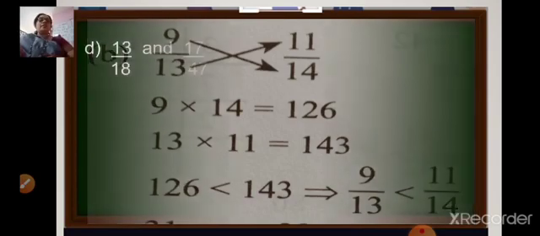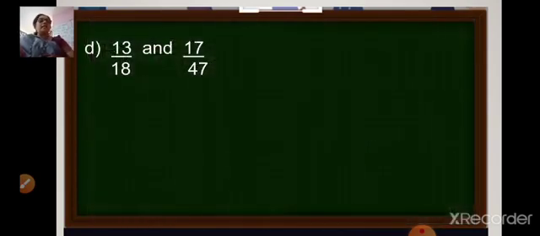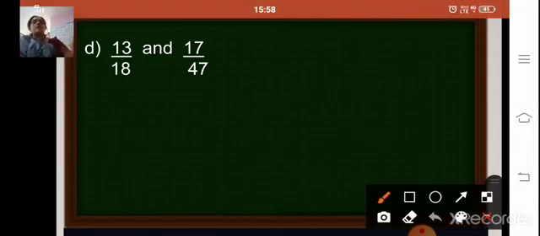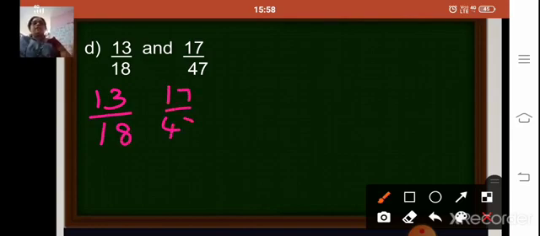Coming to the next sum, 13 upon 18 and 17 upon 47. So we'll start here. We'll write the fraction first, 13 upon 18 and then 17 upon 47. Then we'll cross multiply 13 into 47. When you multiply 13 into 47, you get the answer as 611.